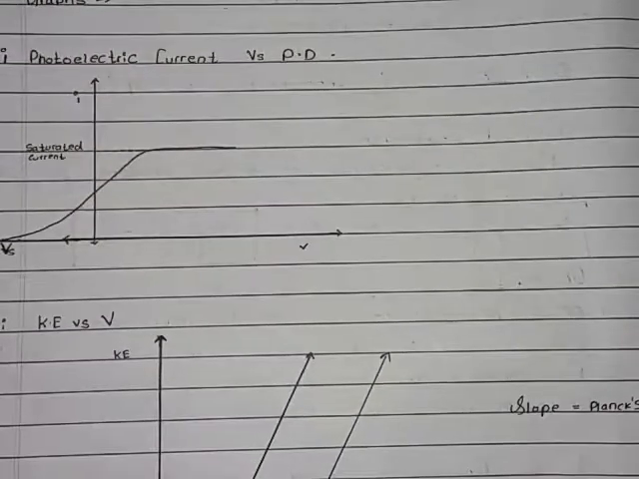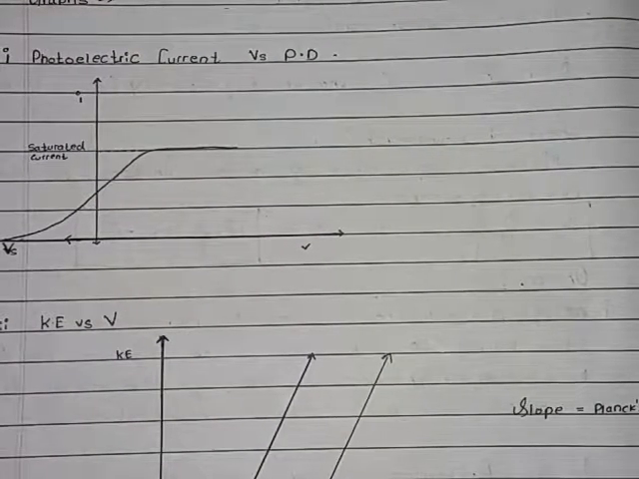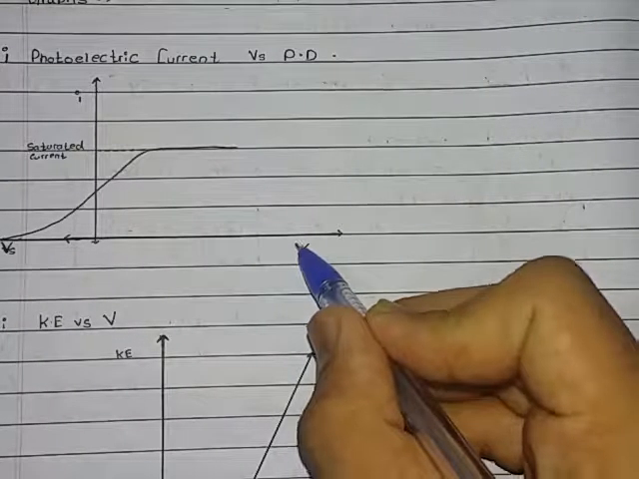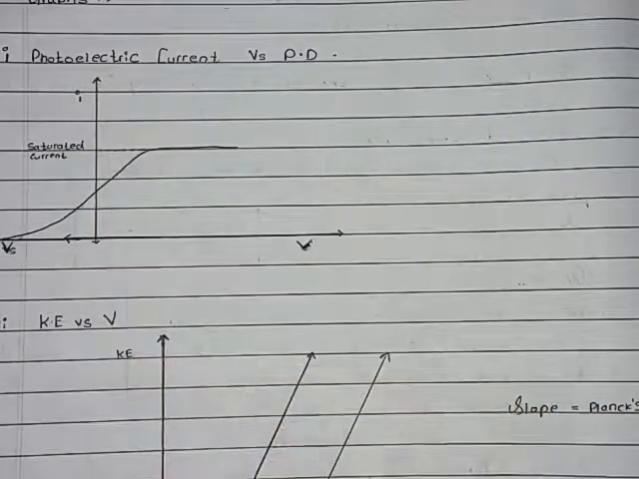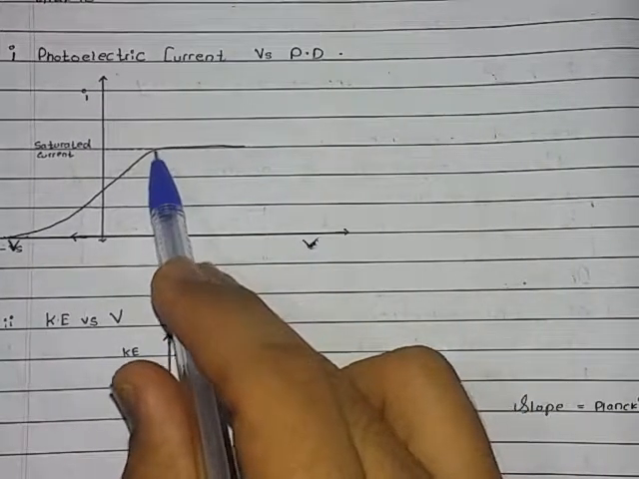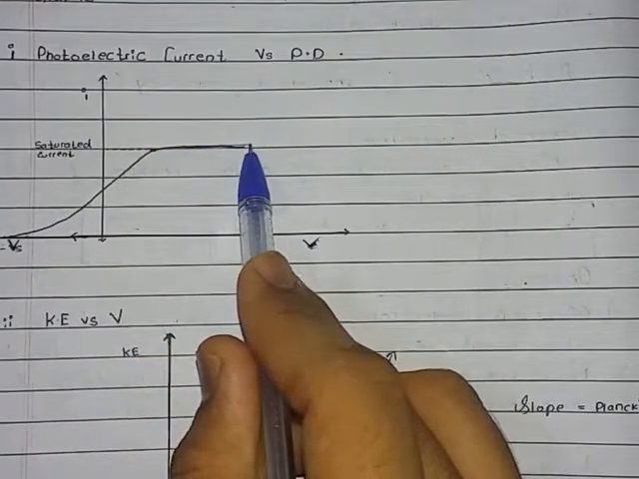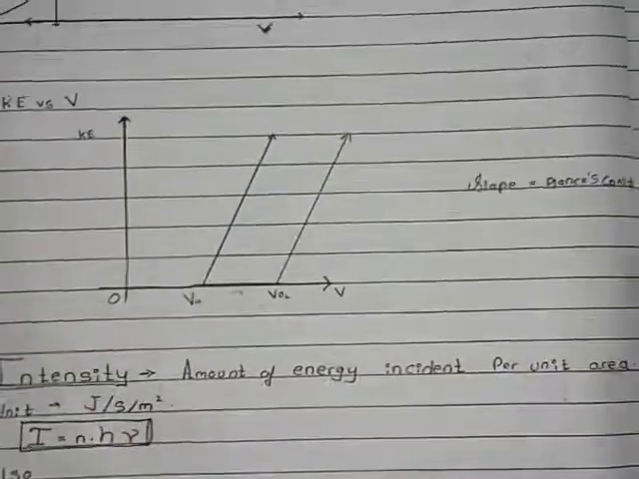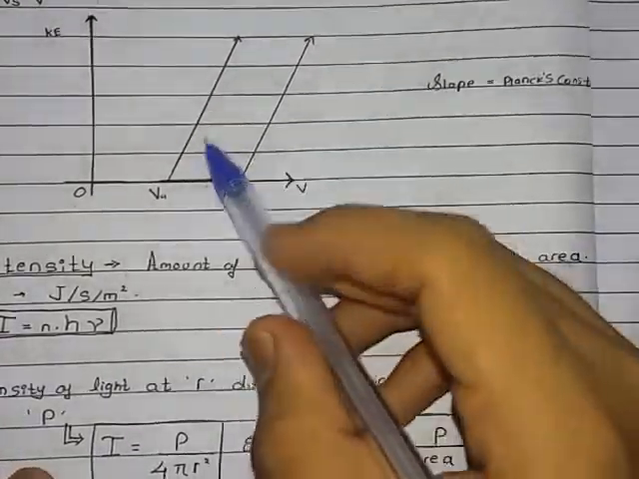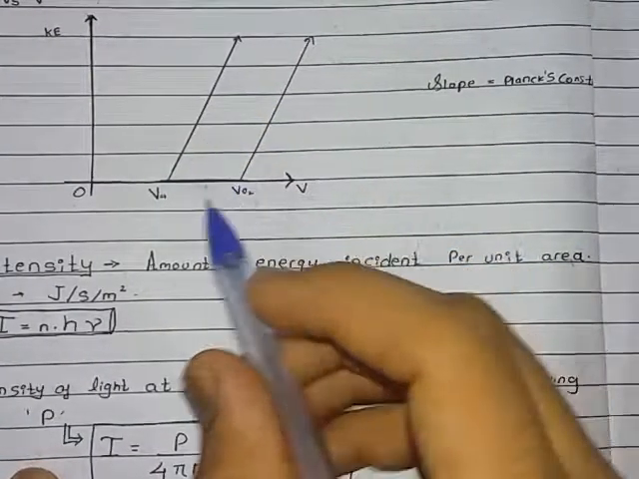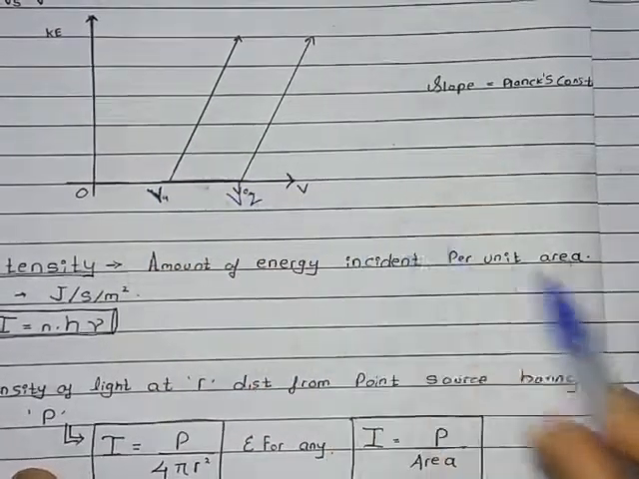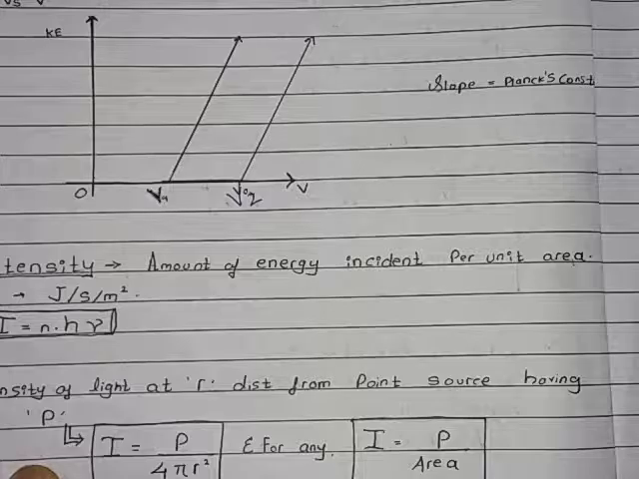Now some graphs again. Photoelectric current versus potential difference. This is the potential difference, this is the photoelectric current. At the saturation current, the current becomes constant as the potential difference increases, as you can see. Now kinetic energy versus frequency, and we can obtain graphs for different voltages, that is V1 and V2, where the slope is nothing but Planck's constant.